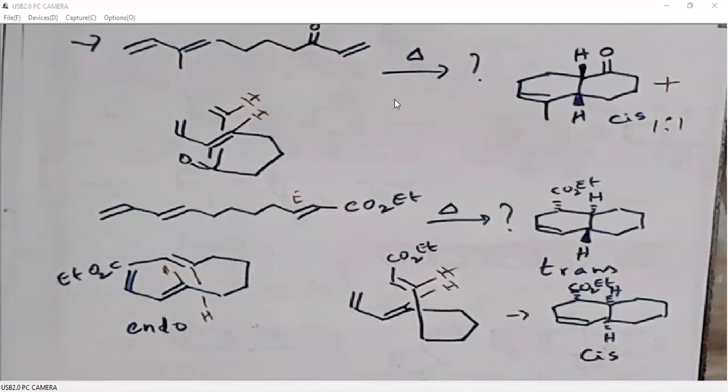Intramolecular Diels-Alder reactions are always tricky. Which is more stable? We don't know. Both are possible. As I said, there is no clear-cut rule in case of intramolecular Diels-Alder reactions. So in this example, both are possible in a 1:1 ratio. That means 50% product will be this, 50% product will be this.